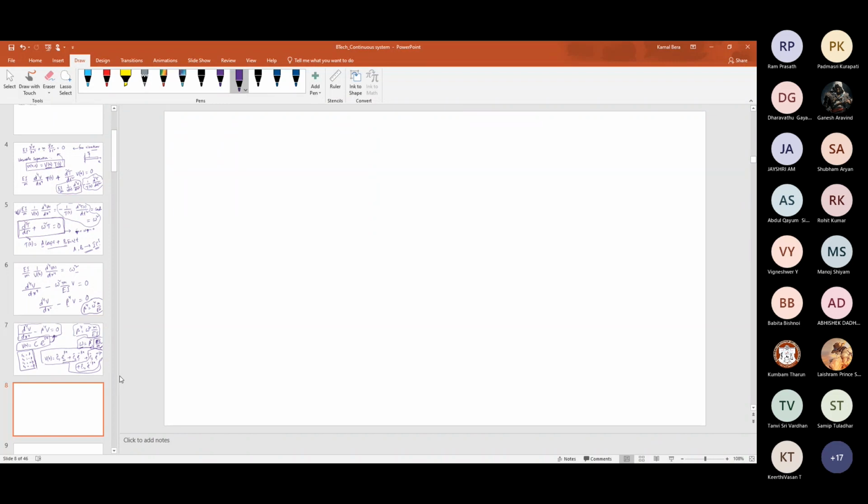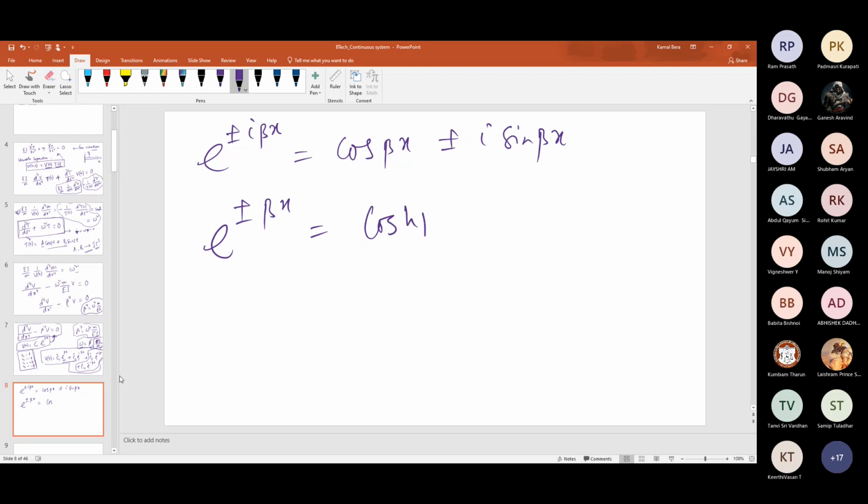This you already know, that is i beta x. Remember e raised to i omega t is equal to cos omega t plus i sin omega t, and e raised to minus i omega t is cos omega t minus i sin omega t. Here it is an equation in space, so I can write cos beta x plus minus i sin beta x. Now you can also check that it can be written as cos hyperbolic beta x plus minus sine hyperbolic beta x. If you forget, just check it, you can search on the internet also.